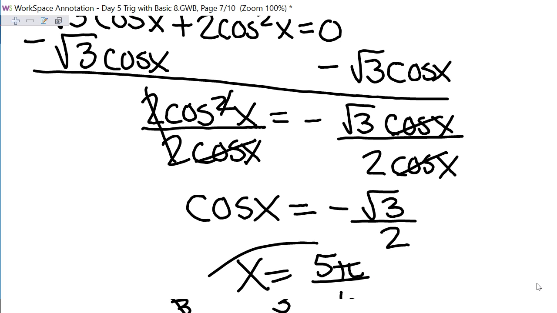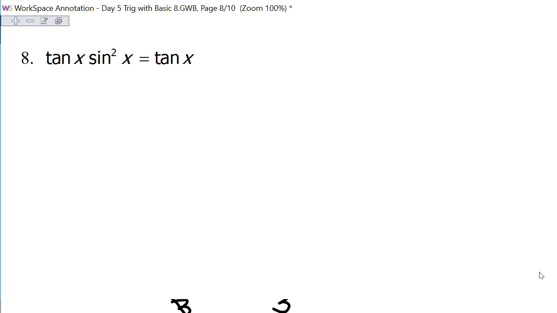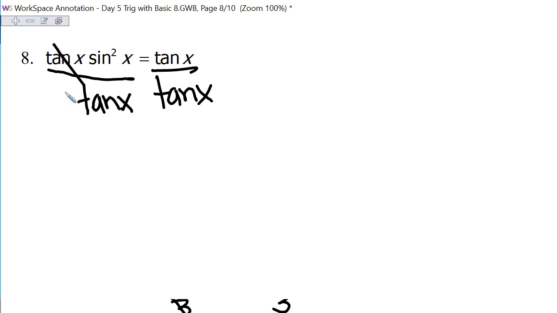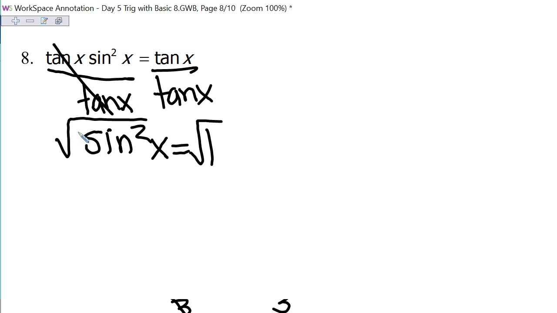And the next one, number 8. Let's see, I see a tangent, a sine squared and a tangent. What could I do? Divide both sides by tangent. So that gives us sine squared of x is equal to 1. The inverse of squaring would be square root both sides. So that gives us sine of x is equal to what?